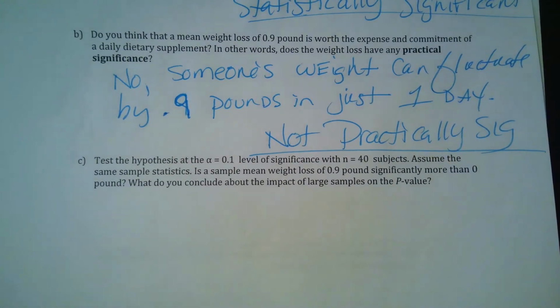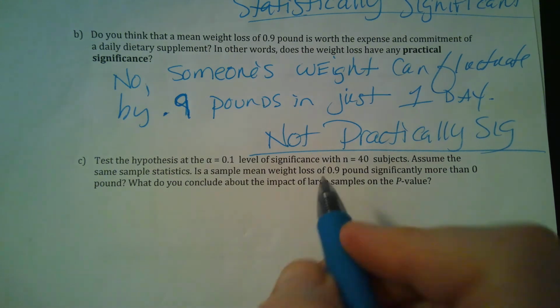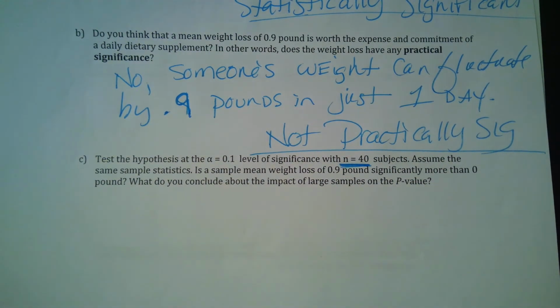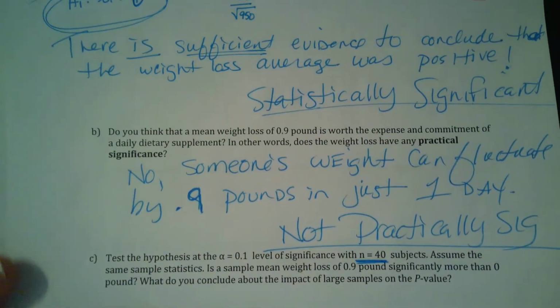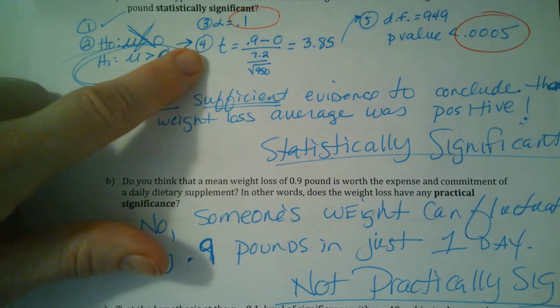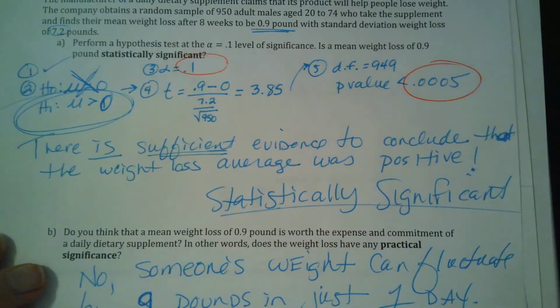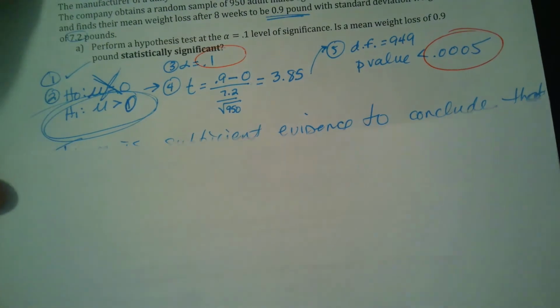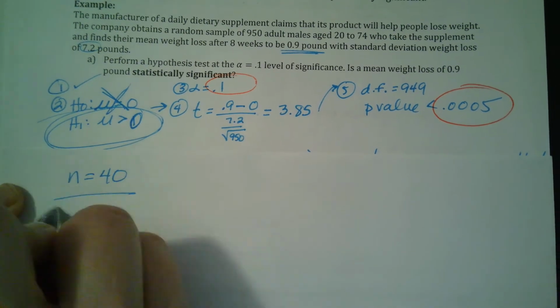So let's go ahead and do one more part. Let's test the hypothesis at the 0.1 level of significance, but this time let's change our N down to 40. So before we had 950 subjects, now let's make it only 40. Okay? And let's see what happens to the p-value. So let's redo everything that we did up here, but the only thing we're going to change is the 40 down here. So I can leave all of this the same. In fact, maybe I'll get another piece of paper like this. Let's just redo this exact same question, but this time let's change N to being 40 instead.